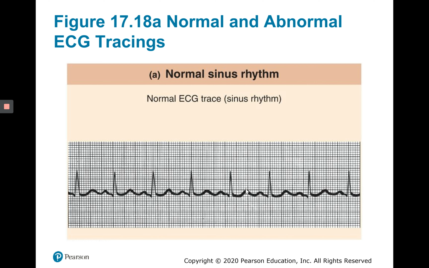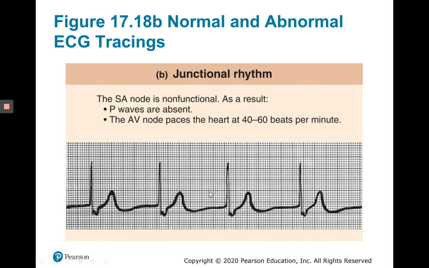Here's a normal EKG, sinus rhythm, heartbeat of about 75 beats per minute. And we can see multiple P waves, QRS complexes, and T waves, and they just repeat. A junctional rhythm would be when the P waves are absent, so we're missing those, but we do have a QRS complex and a weird looking T wave. This would be when the AV node paces the heart. Something's wrong with the SA node, so the AV node takes over, and we get a heart rate of about 40 to 60 beats per minute.